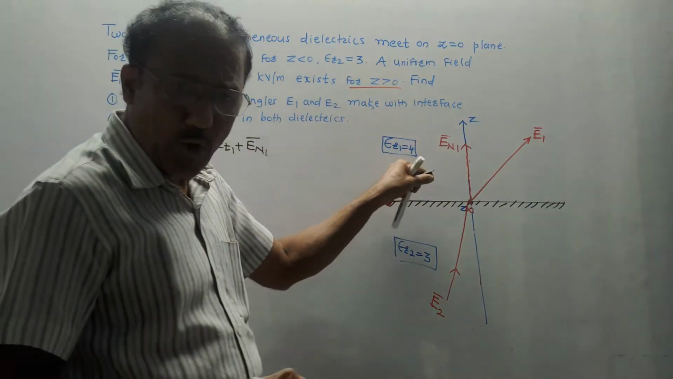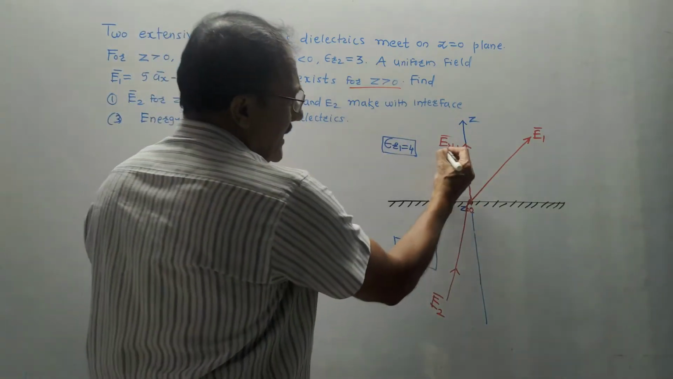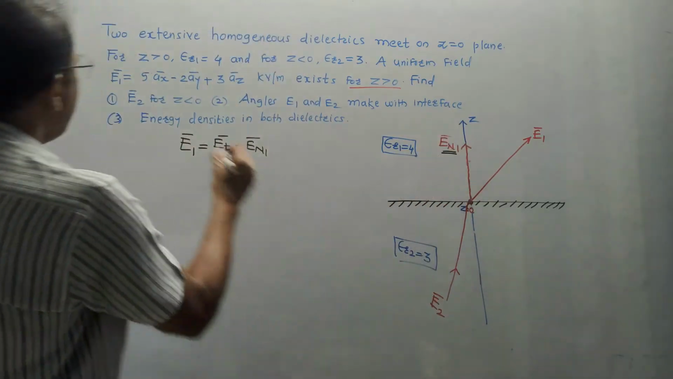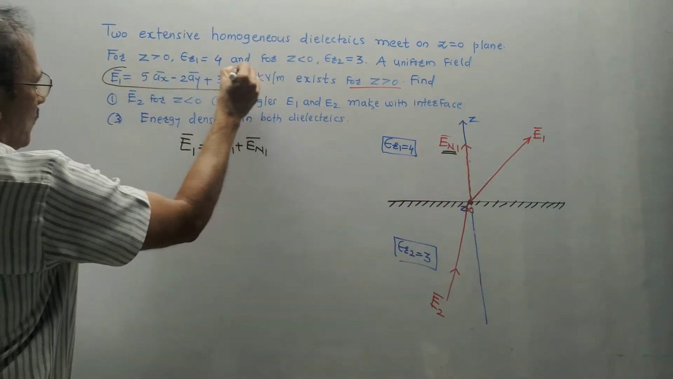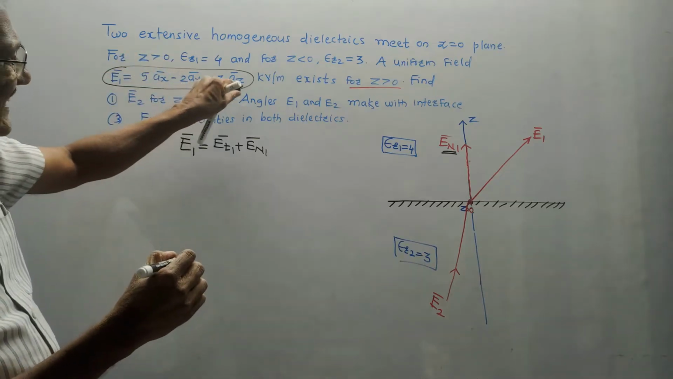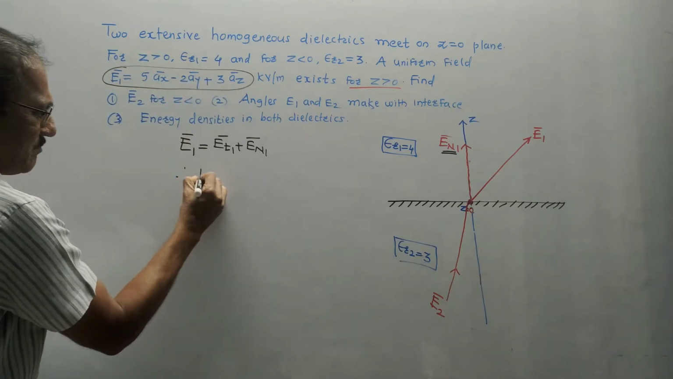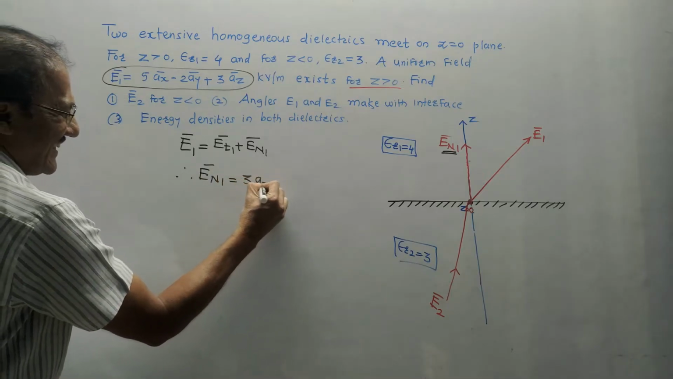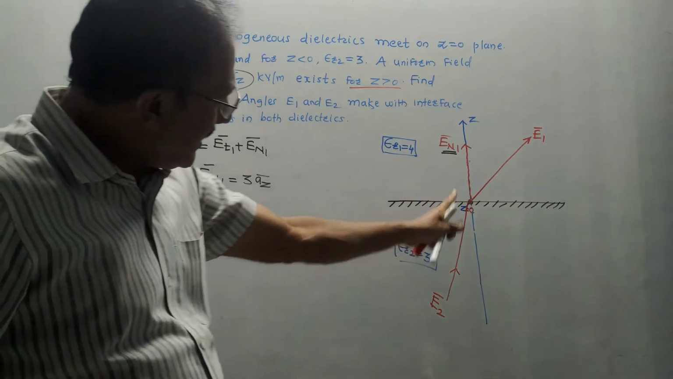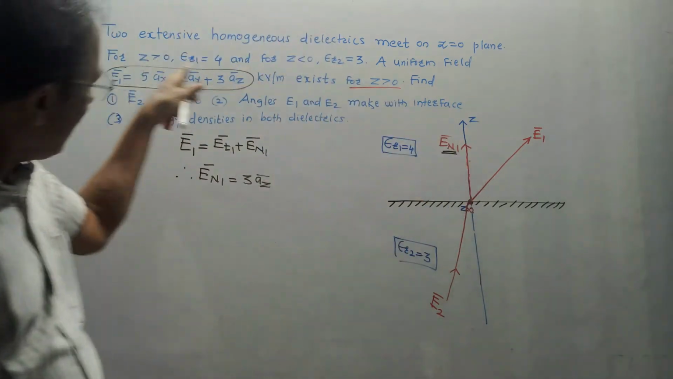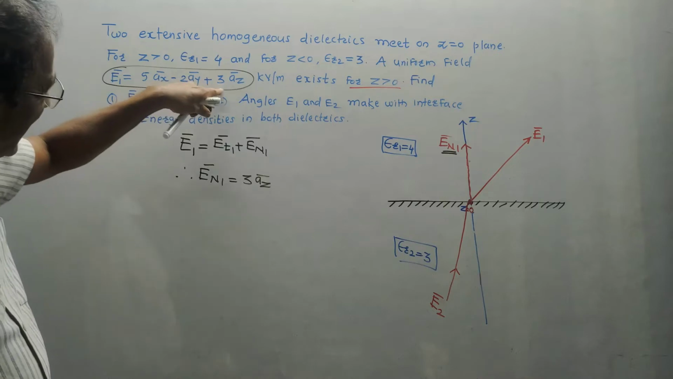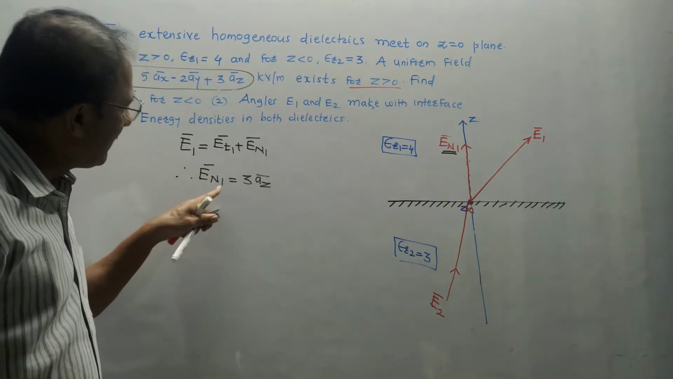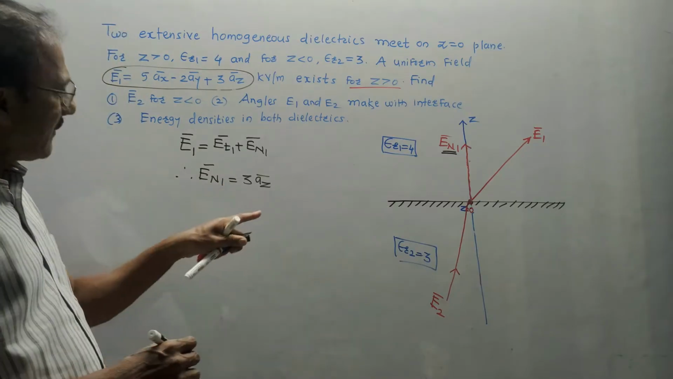If you draw the diagram proper, it's very simple. En1 bar, that is normal component, is along z-axis. Look at the given equation of E1 bar. Which component is along z-axis? That is 3az bar. So I can simply write En1 bar is equals to 3az bar. Very simple. En1 bar is along z-axis. I referred the given equation. So 3az bar is the component which is along z-axis. So I have directly written En1 bar is equals to 3az bar.